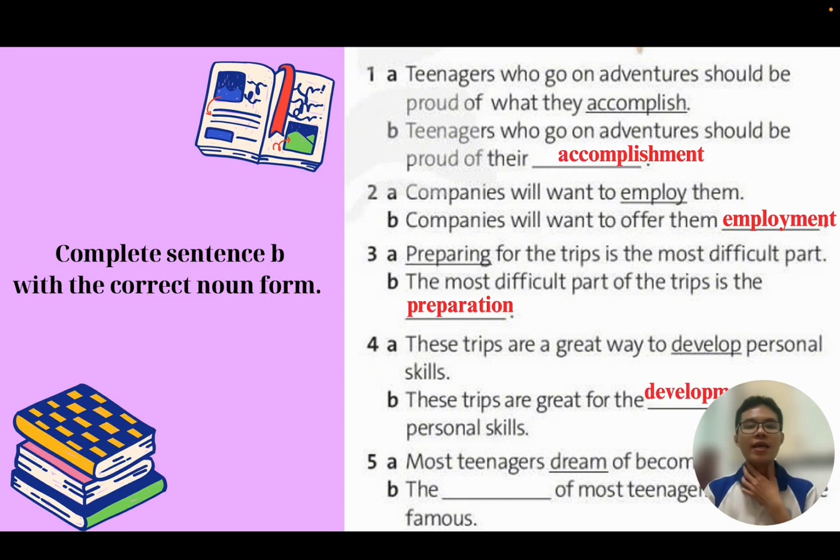All right. And for the last sentence: most teenagers dream of becoming famous, right? So the dream of most teenagers is to become famous. This is a special case when you talk about word form, because the verb dream also has a noun that is also dream. Okay, the dream and to dream of something. Very good.